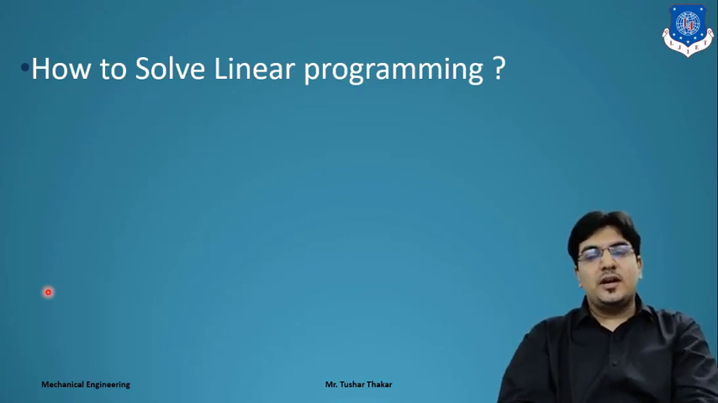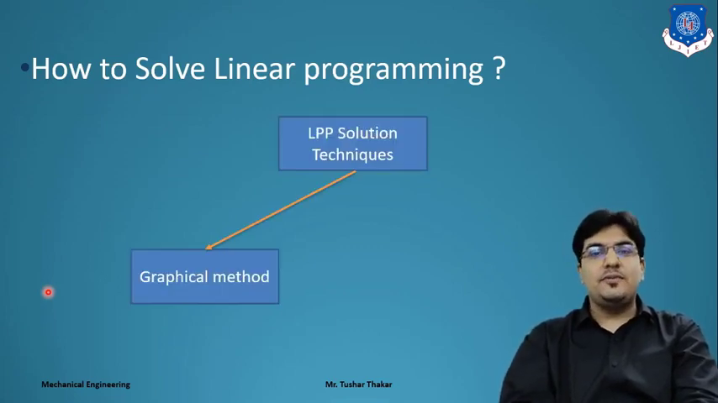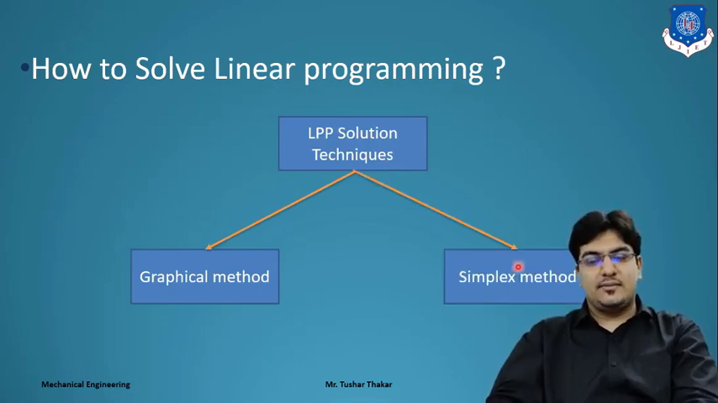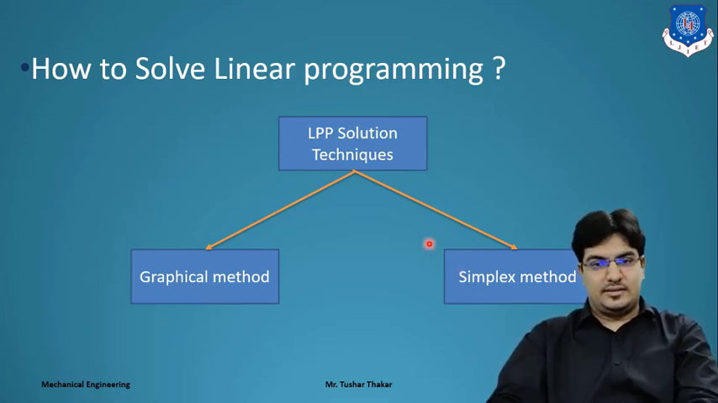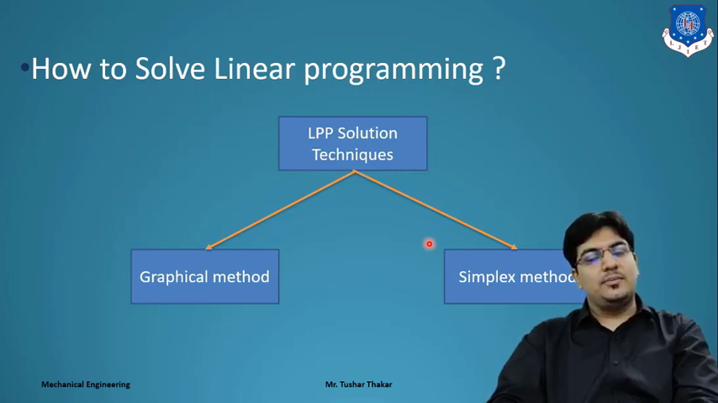For linear programming, we have two different techniques. The first one is the graphical method and the second one is the simplex method. When we have only two variables, we can use the graphical method. If more than two variables are there, we never use the graphical method. At that time, we use the simplex method. We will learn the simplex method in the next lecture. Today we will learn only the graphical method.